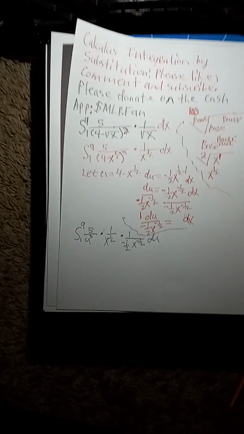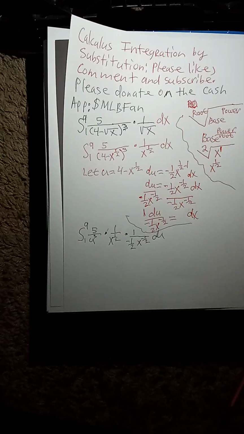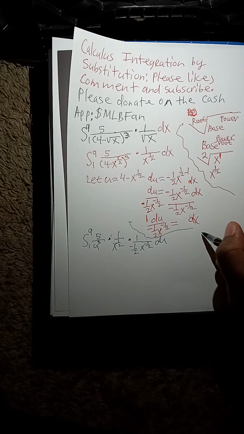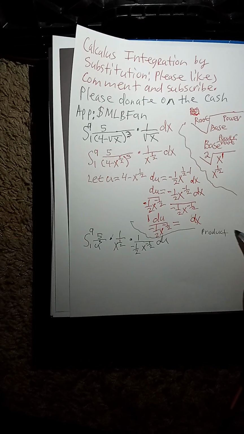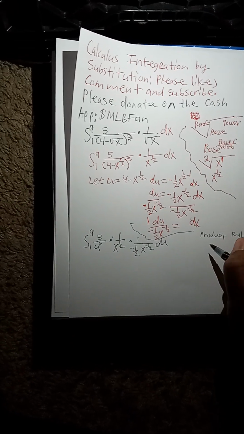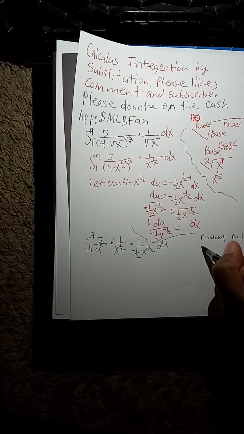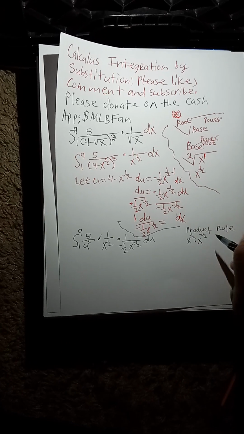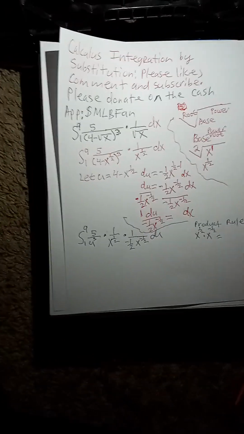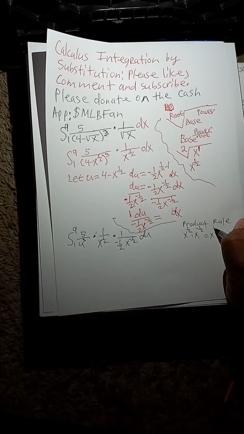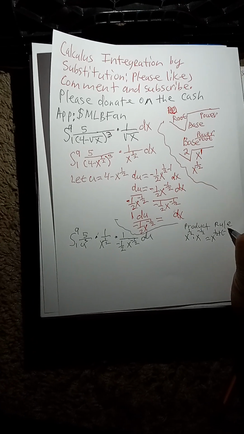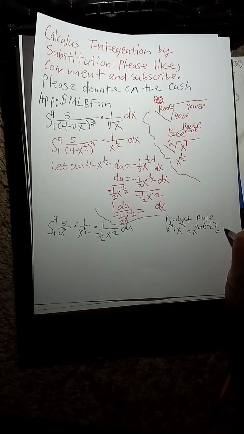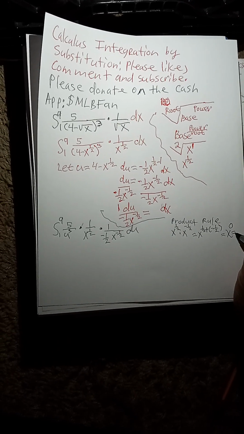And now we notice a situation where we could use the product rule from college algebra. When you have the same base, like x to the 1/2 times x to the negative 1/2, it is equal to x to the 1/2 plus negative 1/2, which is equal to x to the 0 power, which is equal to 1.